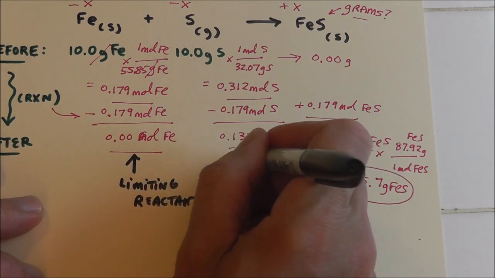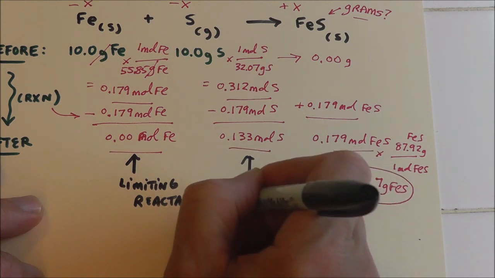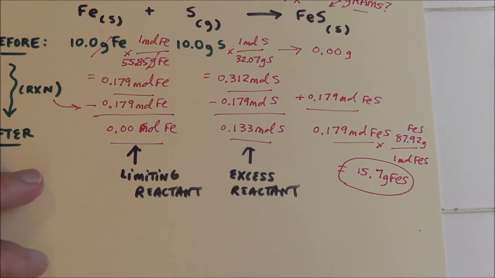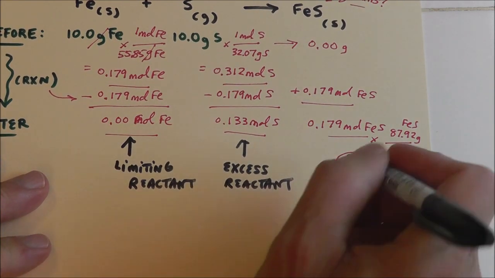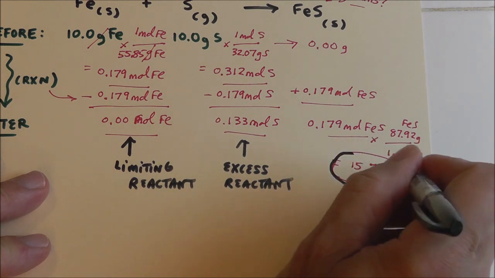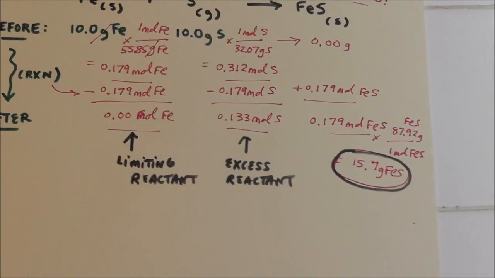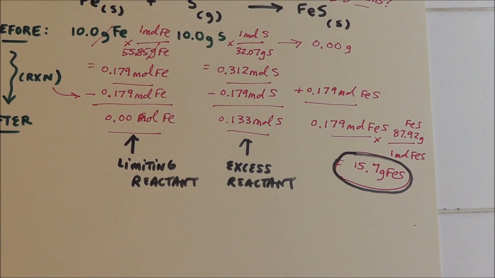The one that is left over is called the excess reactant. And actually, folks, we could even find out how much was left over. Now, there's a little thing called the law of conservation of mass that says if you take 20 grams of stuff, you're still going to get 20 grams of stuff. So how come we only got 15.7 grams of stuff?